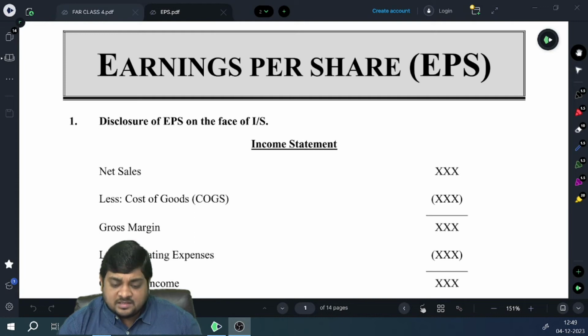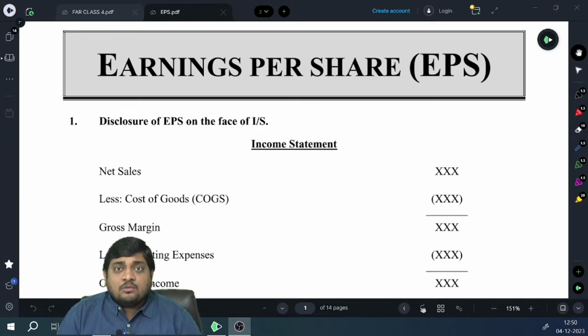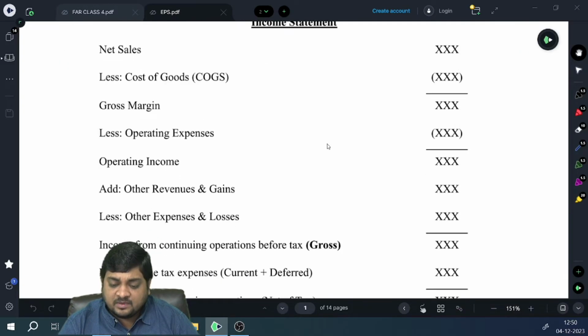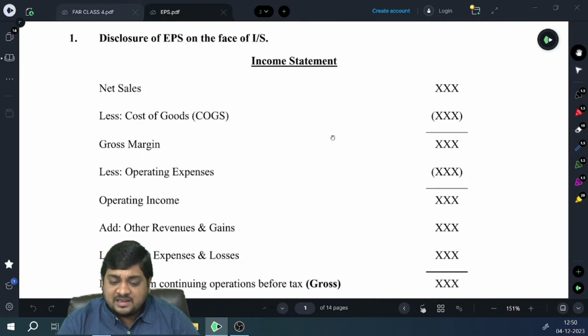Good morning, friends. Today we are going to start a new topic, that is earning per share. Now, every US entity is required to disclose earnings per share on the face of the income statement, right? So before going into earning per share, I'd like to show you the income statement once. So you can see on the screen, this is the income statement for US entities.